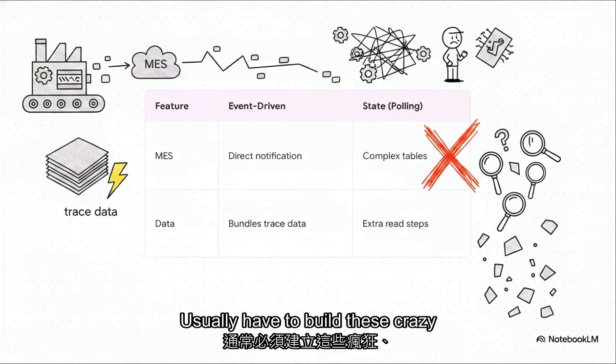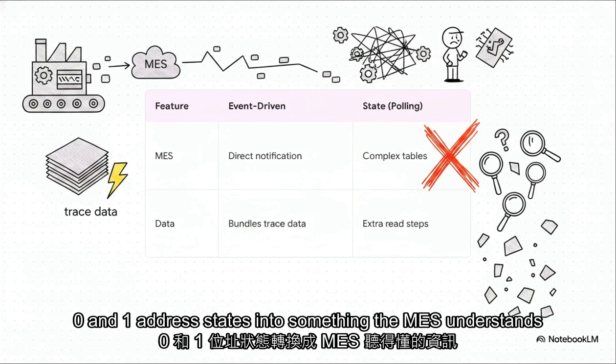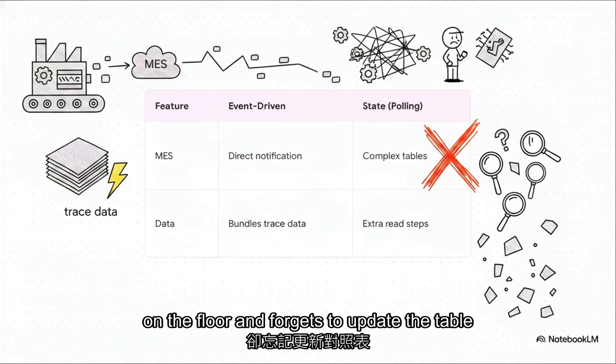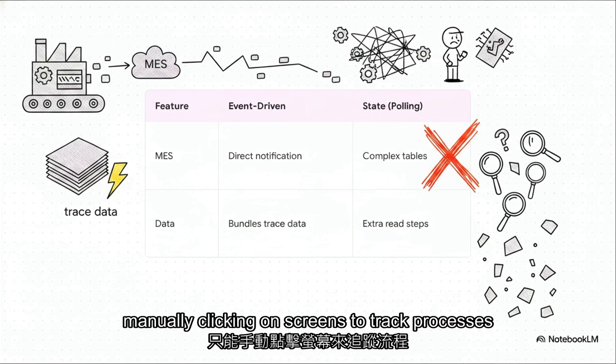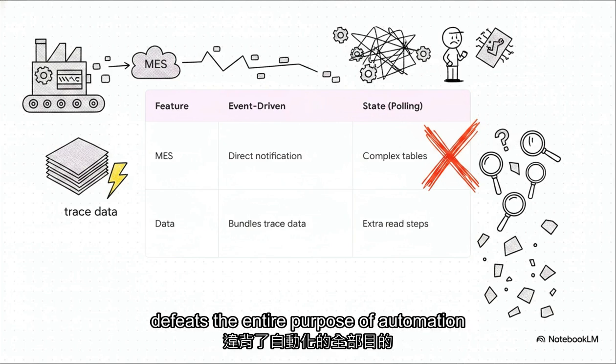Usually you have to build these crazy, fragile translation tables just to convert a PLC's basic 0 and 1 address states into something the MES understands. If an engineer changes a single address on the floor and forgets to update the table, the whole system breaks. Plus, operators often end up manually clicking on screens to track processes, which literally defeats the entire purpose of automation.